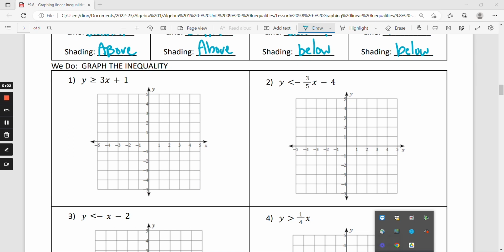Alright, so up next we've got a couple of practice problems here. So let's go ahead and go over those practice problems. Our first problem here, we need to graph our inequality y is greater than or equal to 3x plus 1.